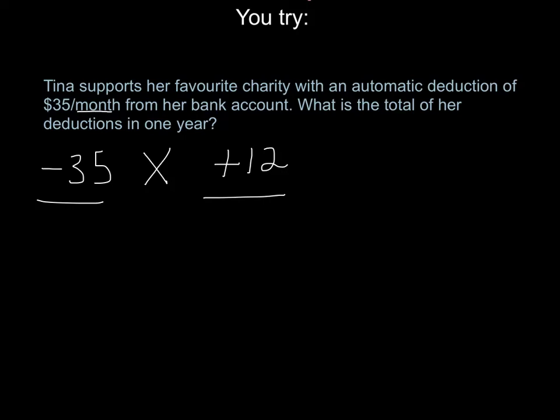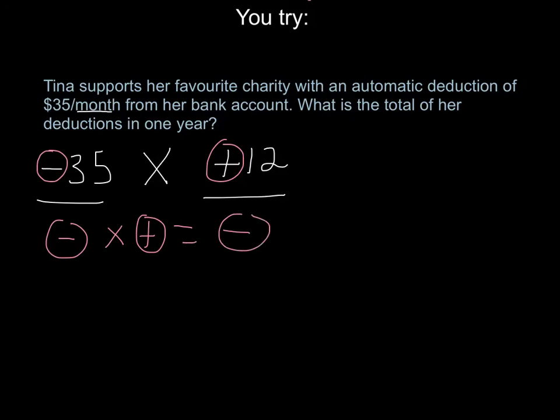So when we look at it, right here we've got a negative and it's being multiplied by a positive. According to our sign rule, a different sign is always going to be negative. So right now, we know that our answer is going to be a negative number.